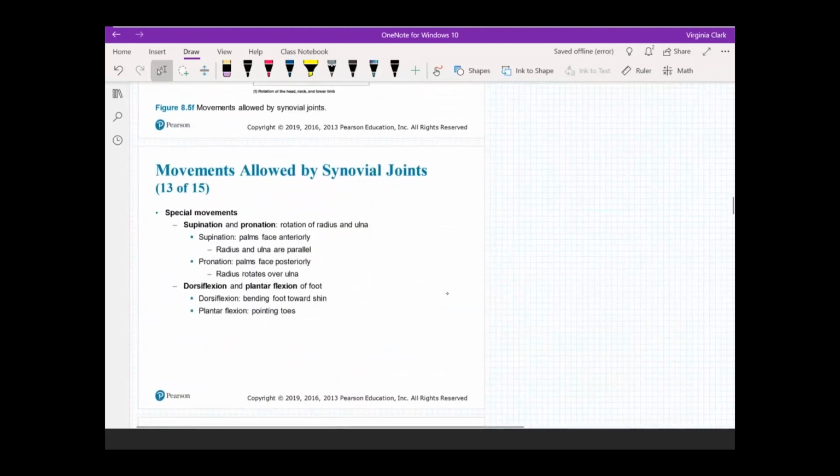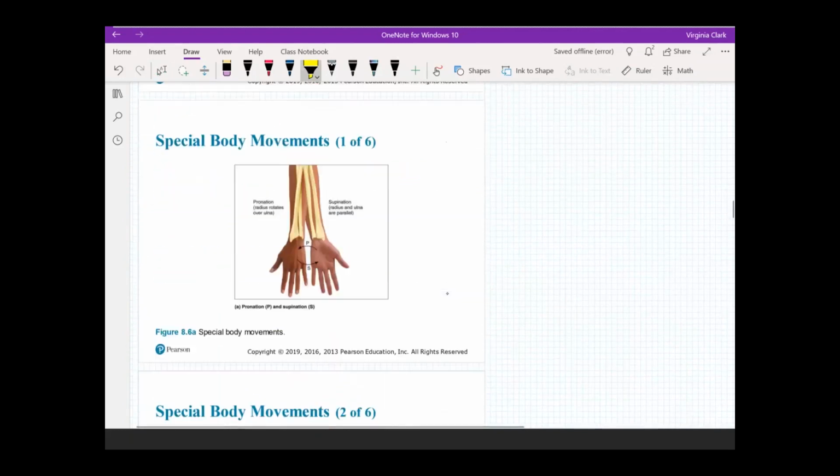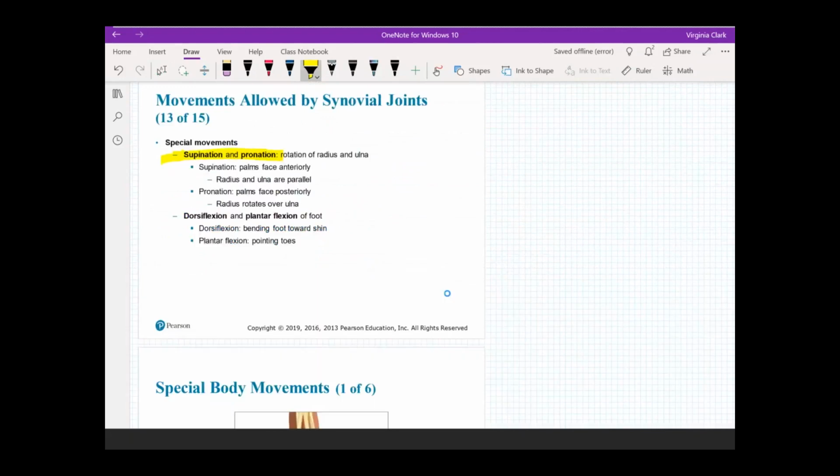So there's a couple other cool special movements that can happen with our synovial joints. So special movements are going to be supination and pronation, and this is the radius and the ulna, and there should be some pictures. Yeah. So supination and pronation is going to be specific to the arm. And so when you have supination and pronation, essentially supination is when palms are going to face anterior. So this is going to be palm up or soup, whereas pronation will be palm down. So moving between palm up and palm down is going from supination to pronation.